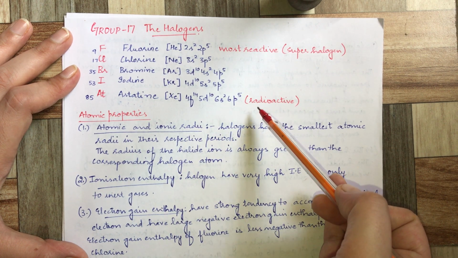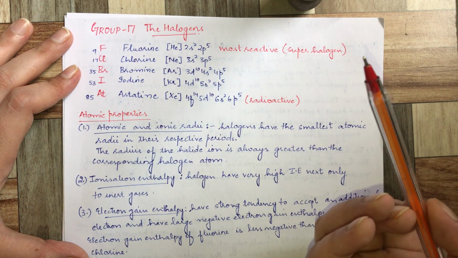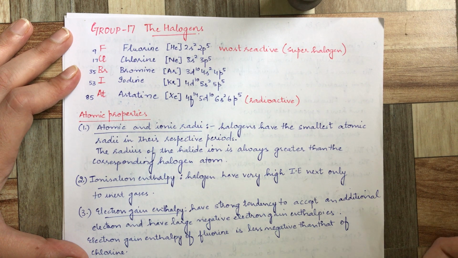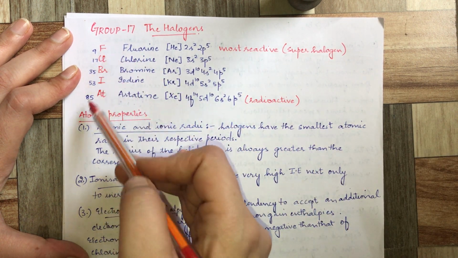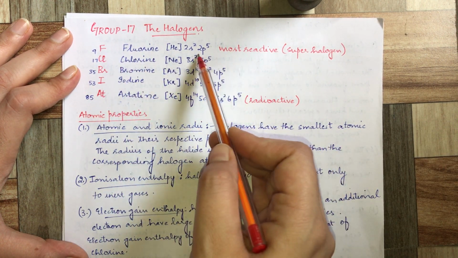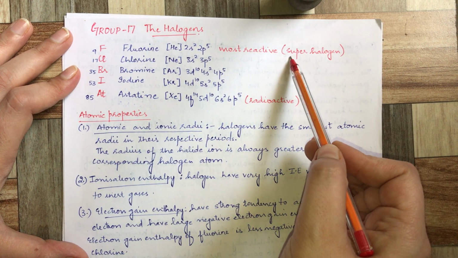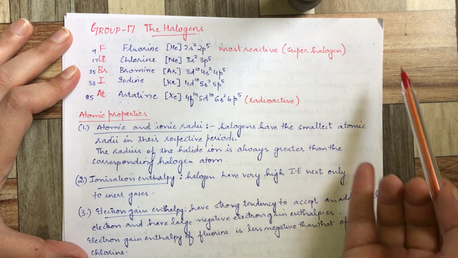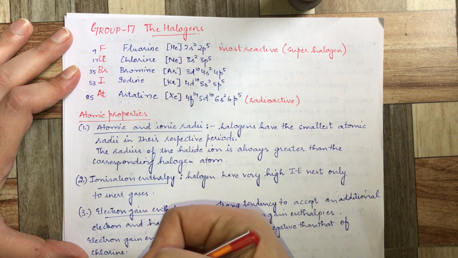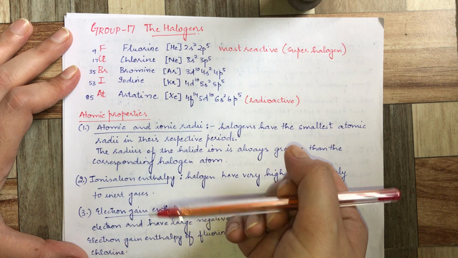Astatine is basically a radioactive element of halogens, so its chemistry is not much studied. Out of all these group 17 elements, fluorine is the most reactive element and hence is also called a super halogen. Now let's come to their electronic configuration.